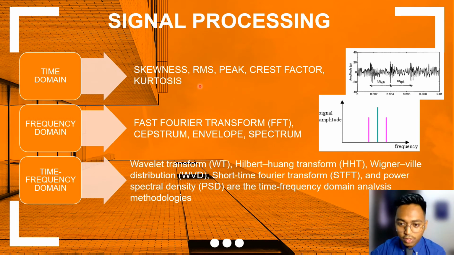The second one is frequency domain. For frequency domain, it has fast Fourier transform method, capstone method, envelope method, and spectrum method. This is the typical frequency domain. For frequency domain, the spectrum is amplitude with respect to frequency.